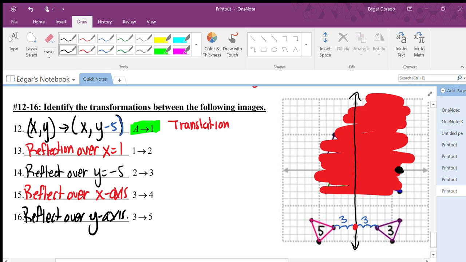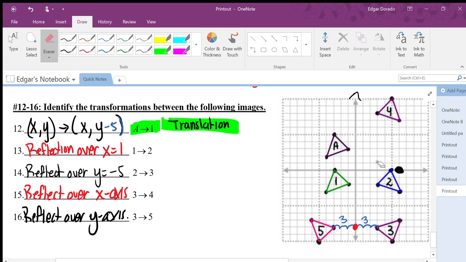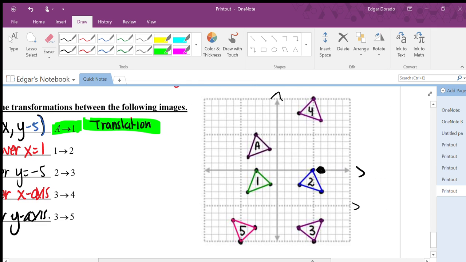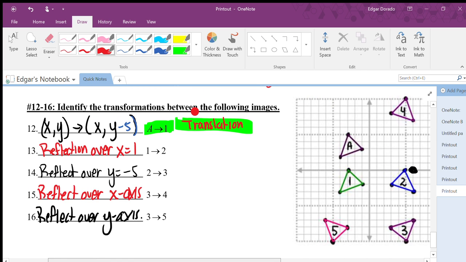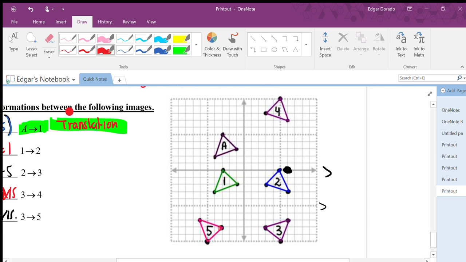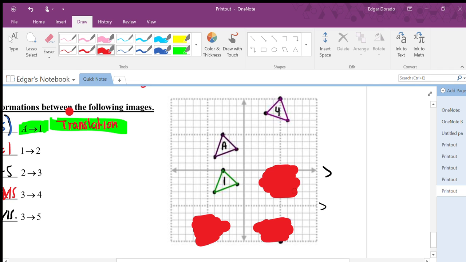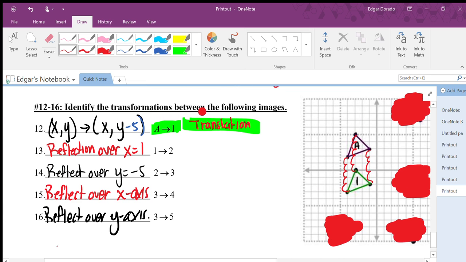Okay, so the top one, number 12, was the only one that was a translation. That one just went straight down, so let me show you that one again. But every single one of these was basically what we did today. Those were all reflections, all right? So what was it again? Number 12, which was from A to 1. That's the only one that was a translation. It literally just shifted down. And it shifted down 1, 2, 3, 4, 5 on every single point. Okay, so that's why I wrote my rule. (x, y) is now translating to (x, y - 5). Every single value went down 5.